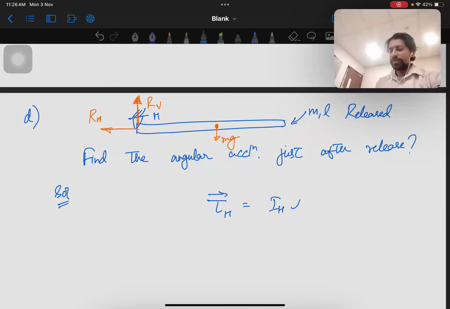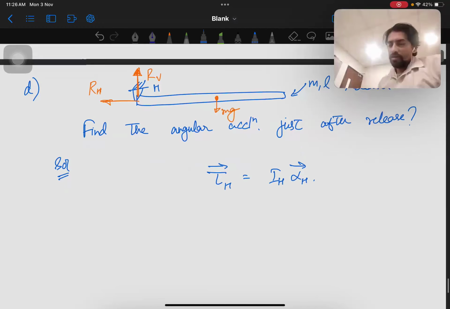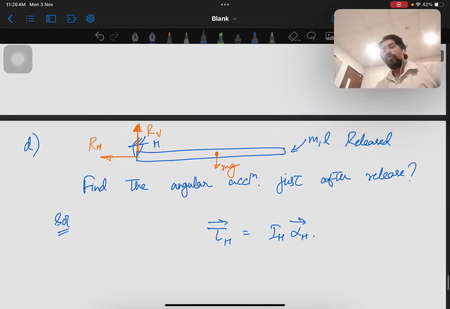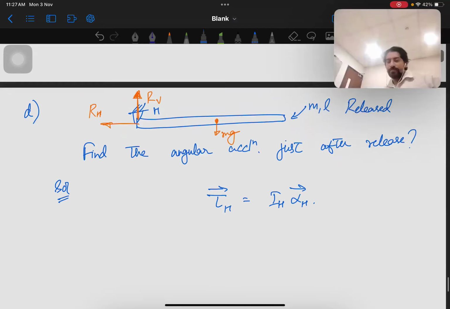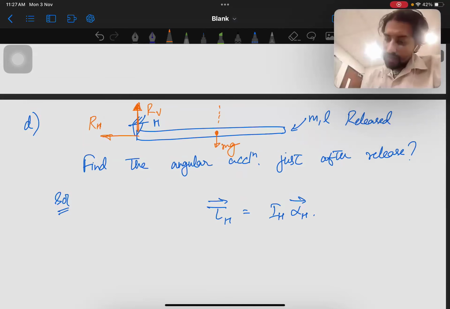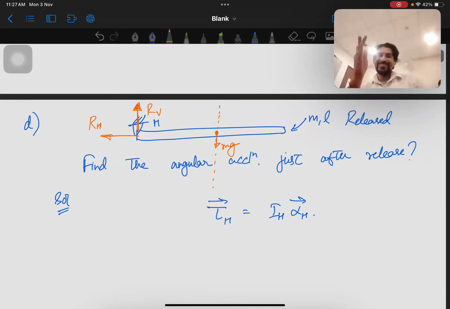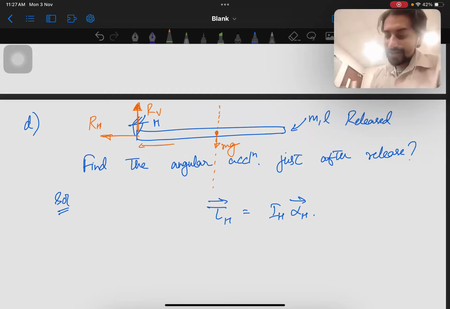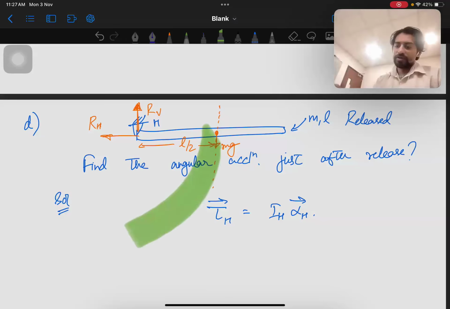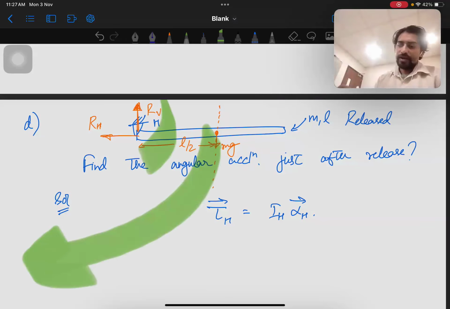I about the hinge into the alpha. Fine. Now, what is the torque of RV and RH about the hinge? 0, because they pass through that point. 0 it is. What about the torque due to mg? Mg, this is the line of action. This is the line of mg, and this distance is L by 2. And what is the sense of the torque? This way. And we'll take the alpha also this way.